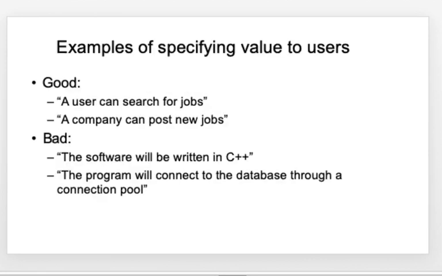You can either write a good user story or you can write a bad one. A good user story might be written as a user can search for jobs, or a company can post new jobs, and so forth. A bad user story could be written as the software will be written in C++, or the program will connect to a database through a connection pool. These are some ways of writing good and bad user stories, and obviously we all choose to write good user stories. How to write them is what we are going to see in the further slides or the video.